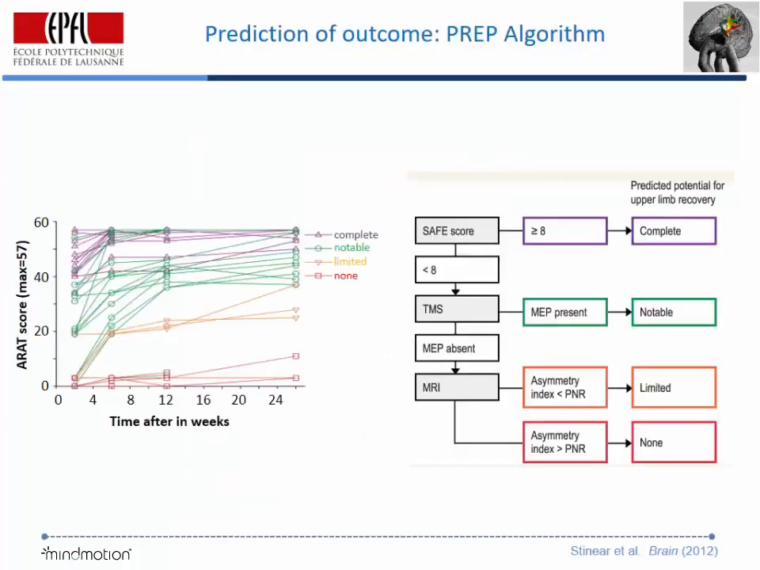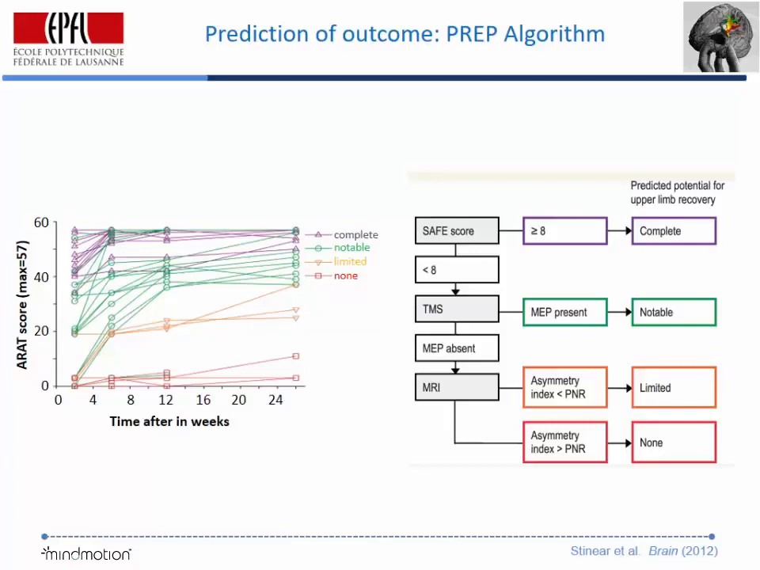Again, Cramer's group first developed algorithms, the so-called PREP algorithm, where they used some behavioral data, a certain motor score, and added information about the corticospinal tract by using transcranial magnetic stimulation, where you can nicely and directly measure from the motor cortex to the effector, the muscle, and read out the motor evoked potential and use its size as one of the predicting factors. And then they also used structural imaging.